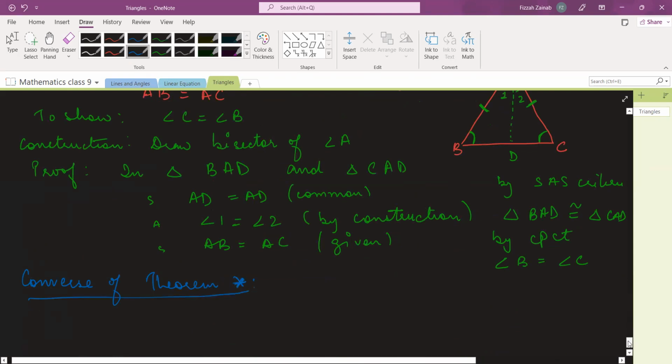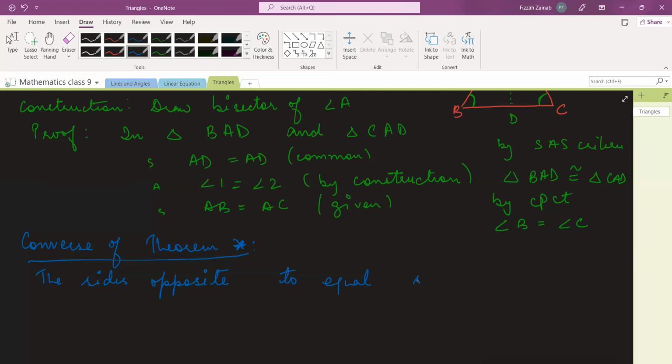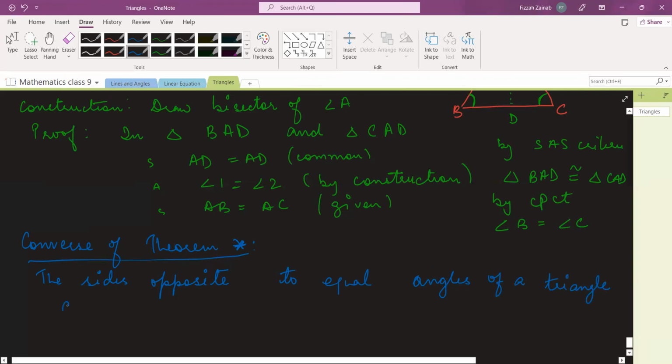Converse means the reverse thing. So this time the angle is already given equal. That means the sides are equal, right? So the sides opposite to equal angles of a triangle are equal.